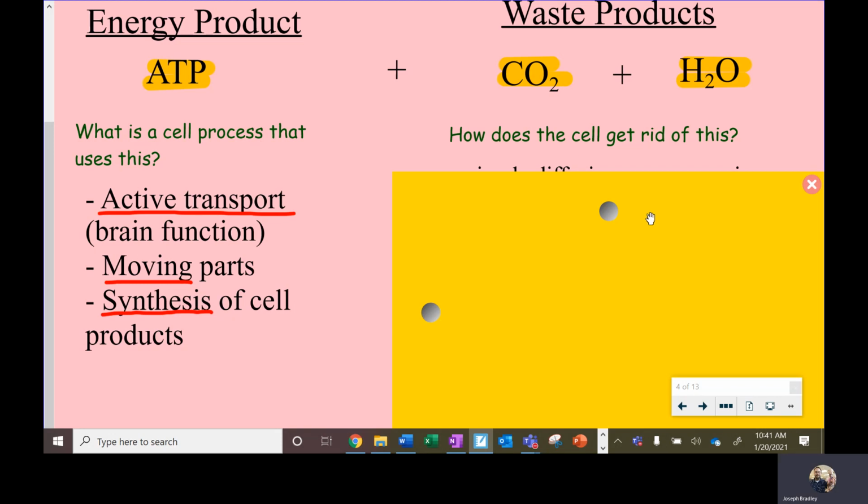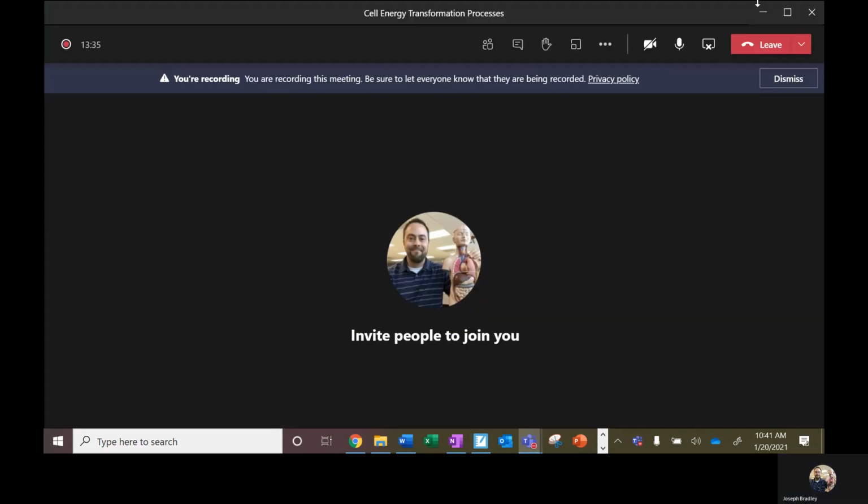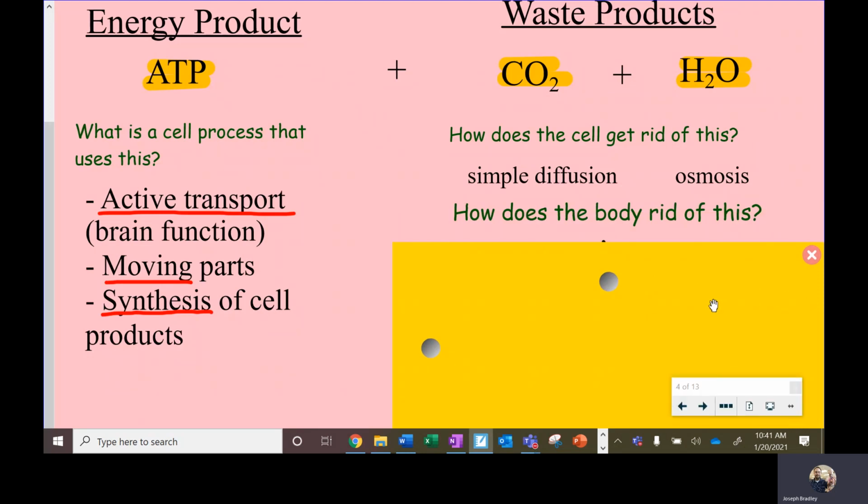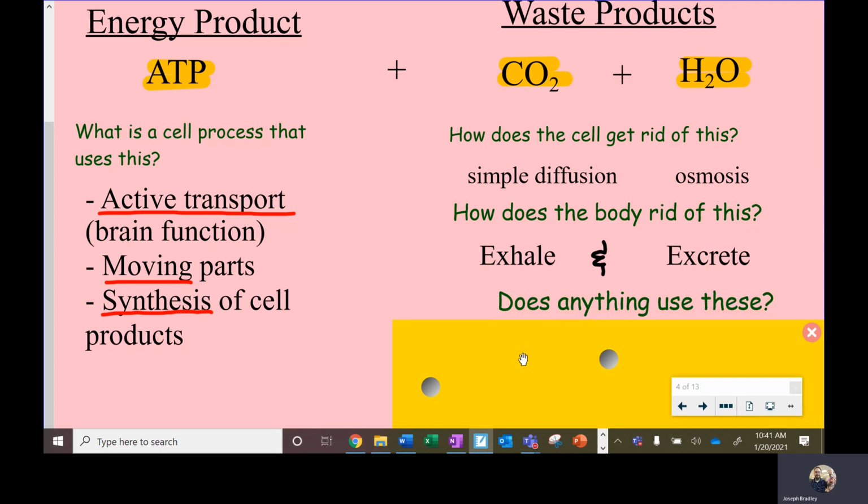As for the two waste products, CO2 and water, your cells have to first get rid of them. In the case of CO2 being released, CO2 is small enough to fit through the cell membrane. Osmosis is going to be the release of water. And then how does your body get rid of it? Well, you're familiar with how your body gets rid of it. If you take a glass and exhale into the glass, you'll be able to see steam or condensation on the side of the glass. And that's from exhaling and excreting the CO2 and water.